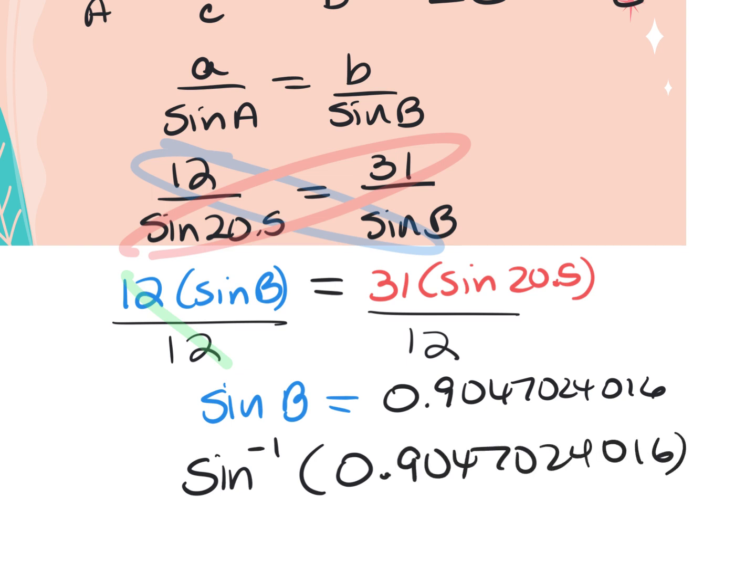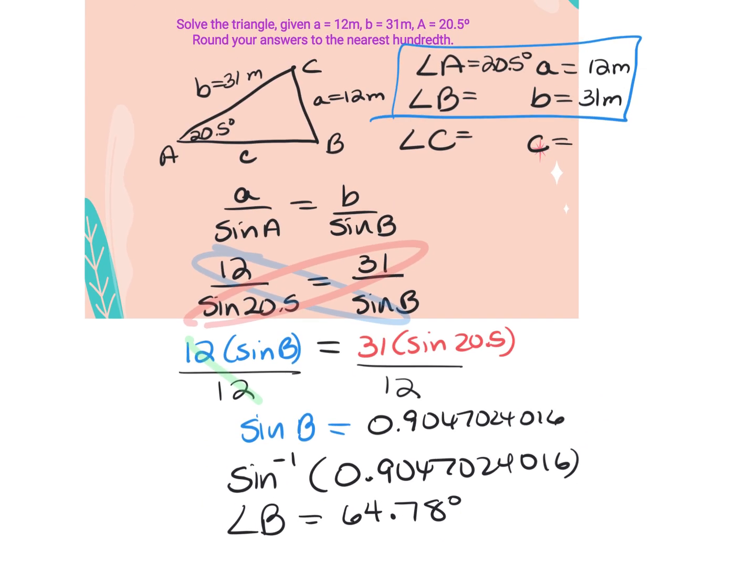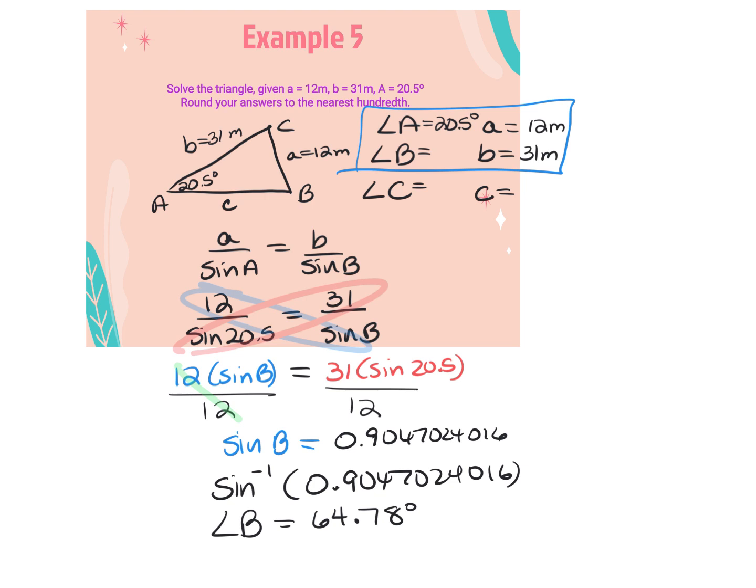And then hit enter. And that will give me angle B rounded to the hundredths place, 64.78 degrees. So this is my angle B. So that's my first angle. I need to find the third angle, and I can just use my triangle sum.